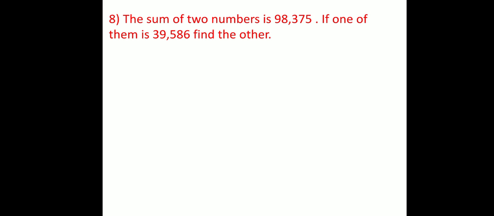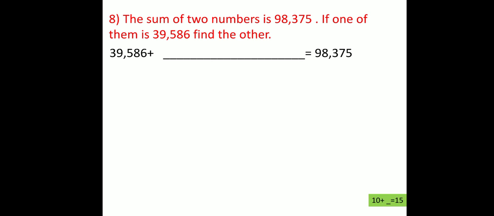Then, 8th one. The sum of two numbers is 98,375. If one of them is 39,586, find the other number. Write first 39,586 plus which number you add to that number to get the 98,375. So, I will give one example here.